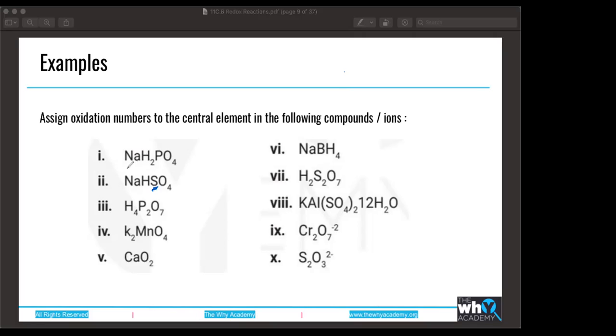So alkali metal will always take +1. Hydrogen also +1. Oxygen is -2 into 4, so this comes up to -8, plus 2 is -6. But the compound is neutral, right? So what should sulfur be so that the overall is 0? Then it will be +6. Cool.